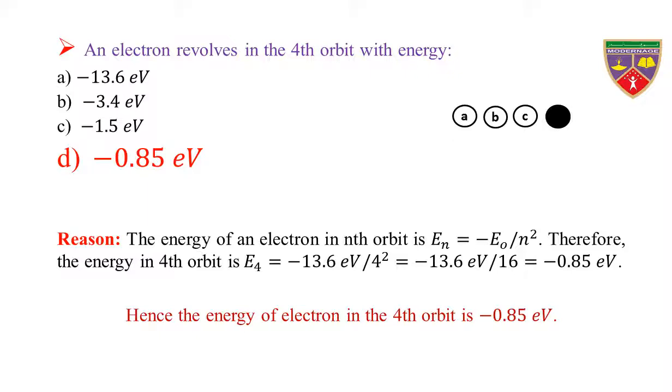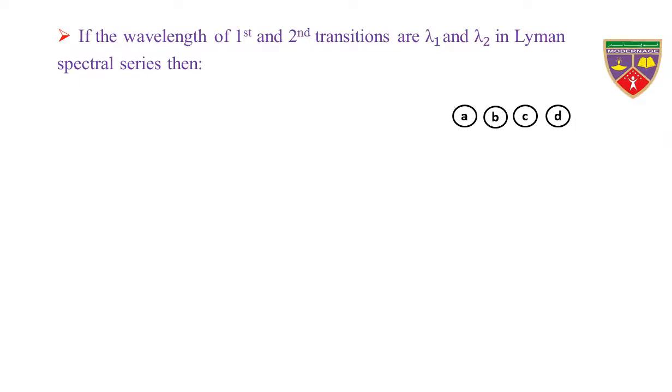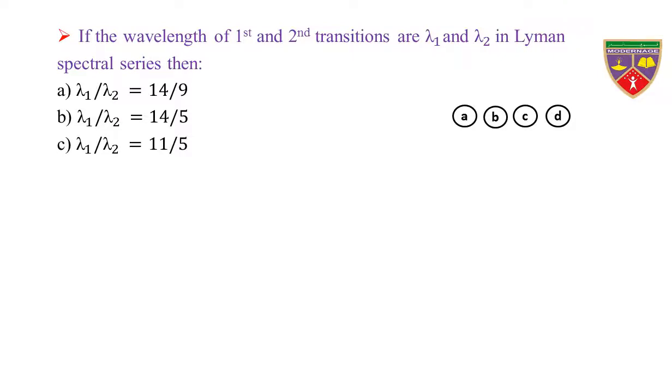0.85 electron volts. If the wavelength of first and second transitions are lambda 1 and lambda 2 in Lyman spectral series, then option A, lambda 1 to lambda 2 is equal to 14 to 9. Option B, 14 to 5. Option C, 11 to 5. Option D, 11 to 9. The key is lambda 1 divided by lambda 2 equal to 11 to 9. Therefore, the correct option is D.